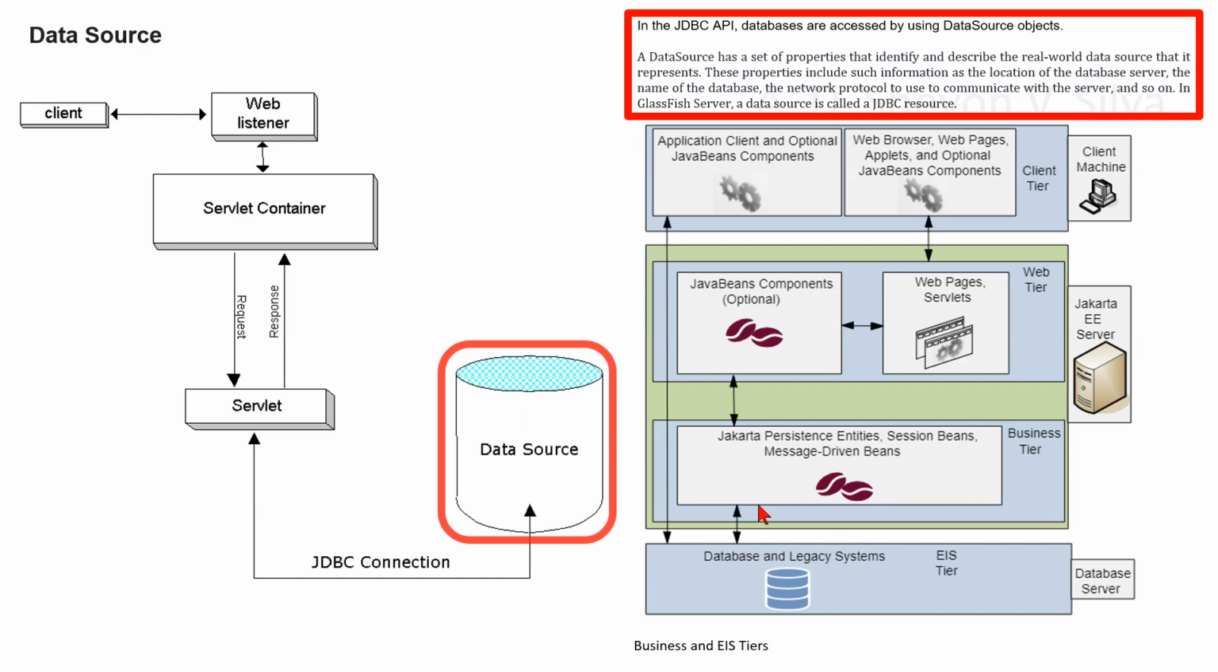Jakarta persistence entities, session beans, and message driven beans are connected to the EIS tier. The database and legacy systems are inside the EIS tier. The EIS tier is connected to the database server.